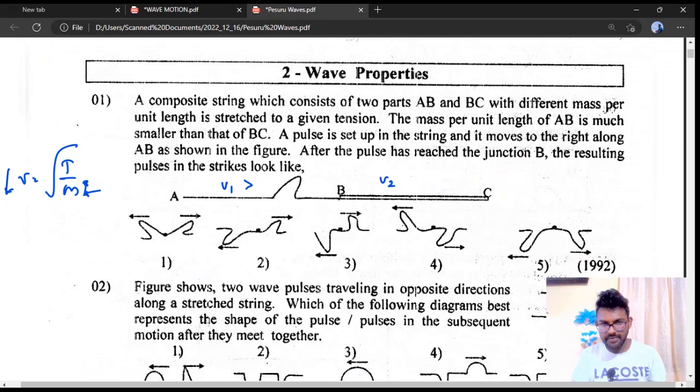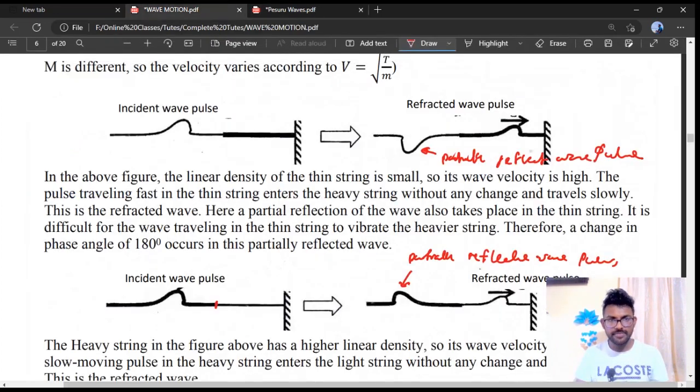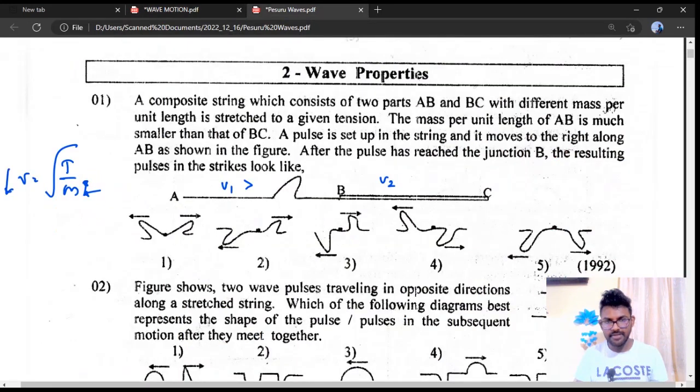So then we'll answer this question, what's happening here. Now it's a light string and a heavier string. Now we can pause the video, process it, and come back. Think about an answer. You can just go through this part again and come up with the answer.